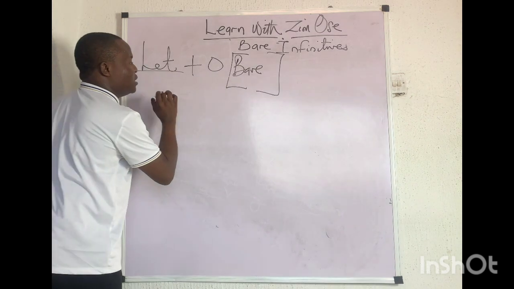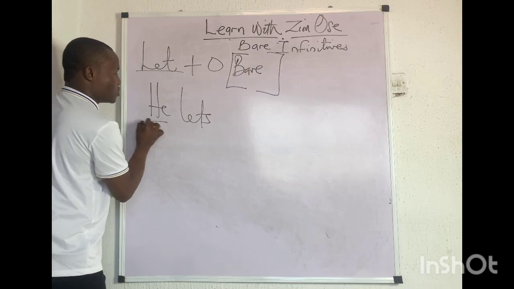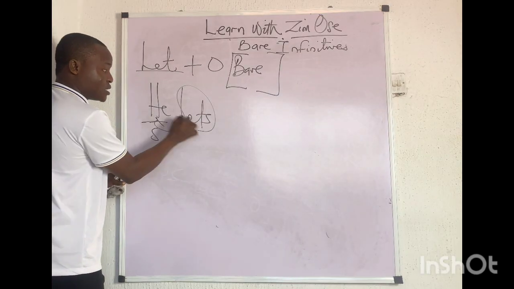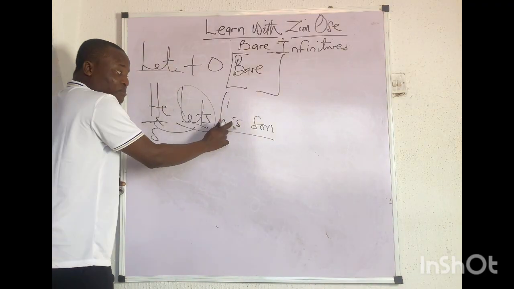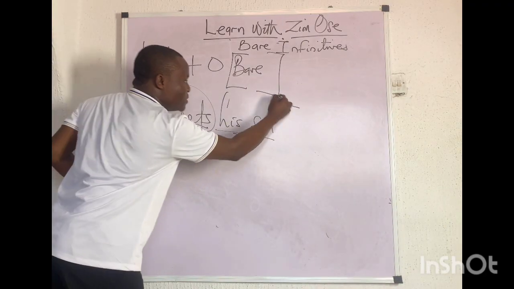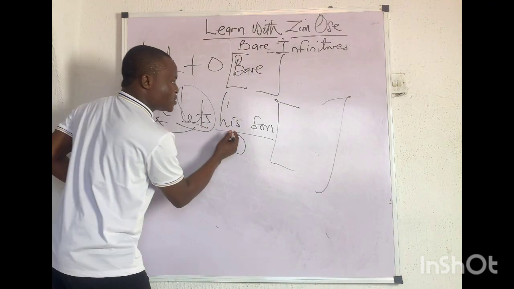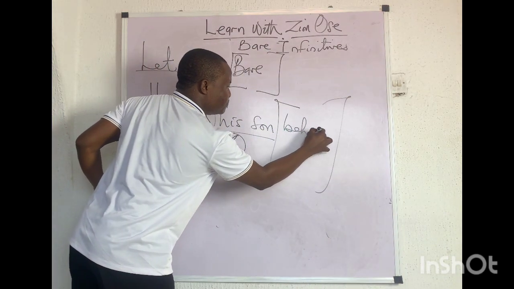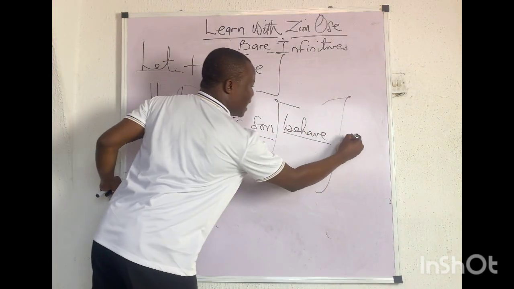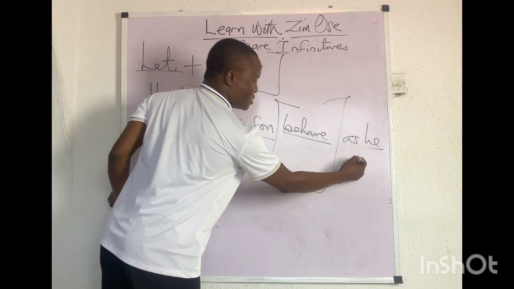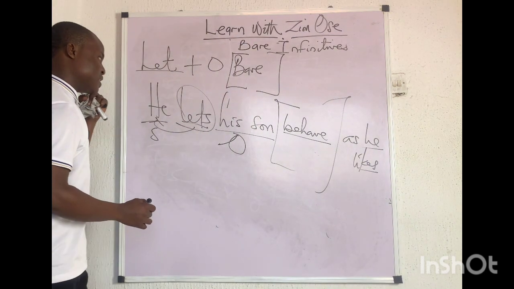Exactly, we have sentences like, he lets, of course, this is the subject, and this works with "he", so it can take -s. He lets his son. Here, his son is the object, which means anything after this works with his son and must be bare. So he lets his son behave, not behaves. Now we have a new subject, he, and likes takes -s. He lets his son behave as he likes.